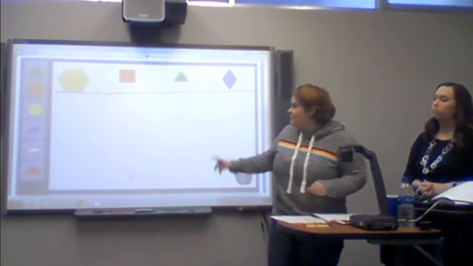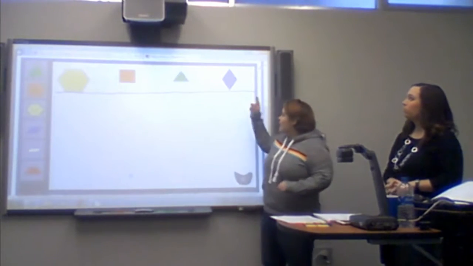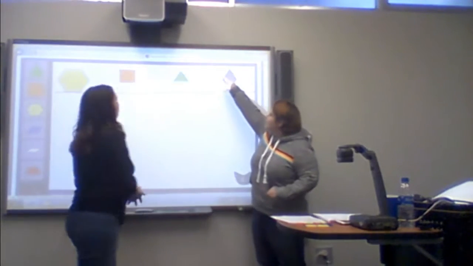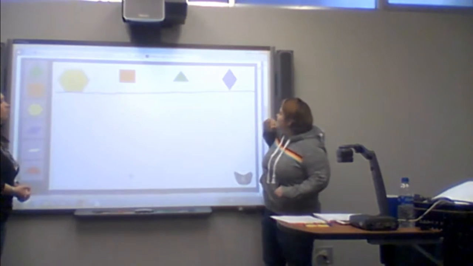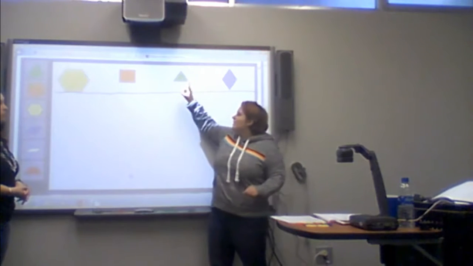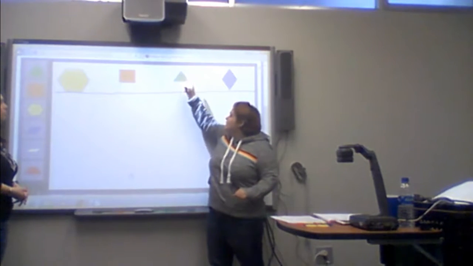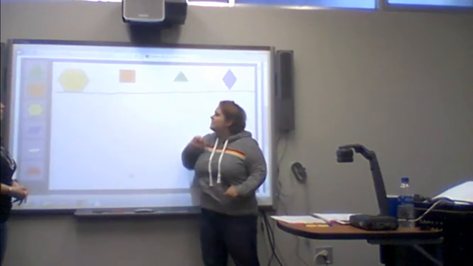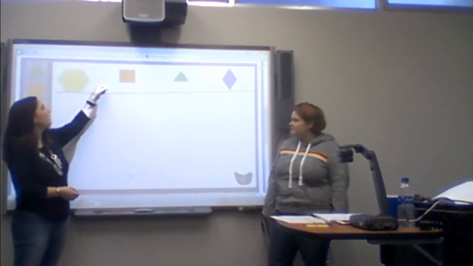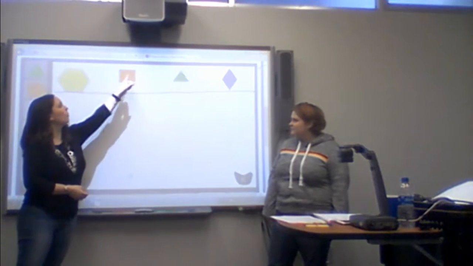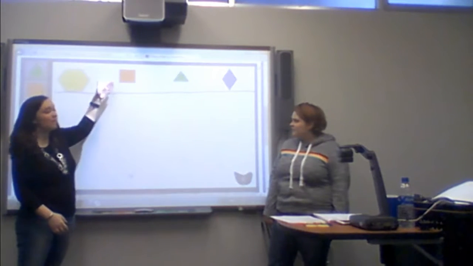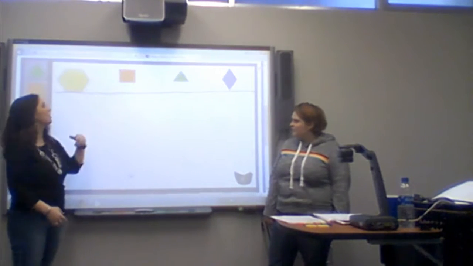So let's talk about the shapes up here first. We have a blue diamond. A blue diamond has 4 sides. 1, 2, 3, 4. And it has 2 points that are very tall. Then we have this triangle. It has 3 sides. 1, 2, 3. And it has 3 points. Next, we have a square. A square has 4 equal sides. 1, 2, 3, and 4. And when I say that a square has equal sides, it means that each side is the same size.